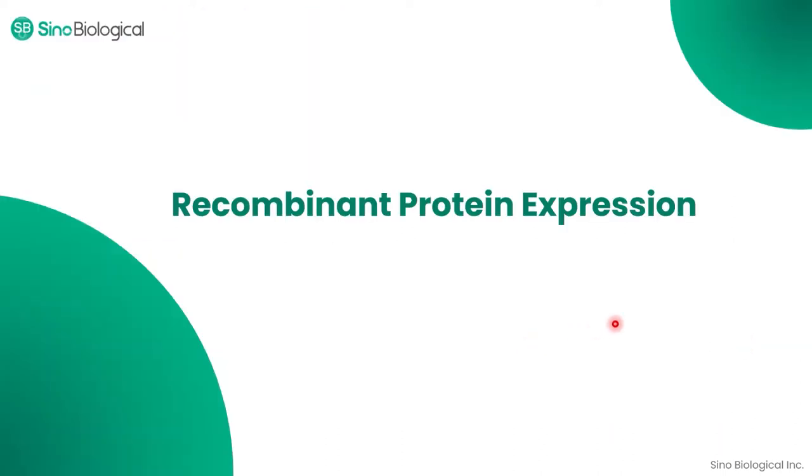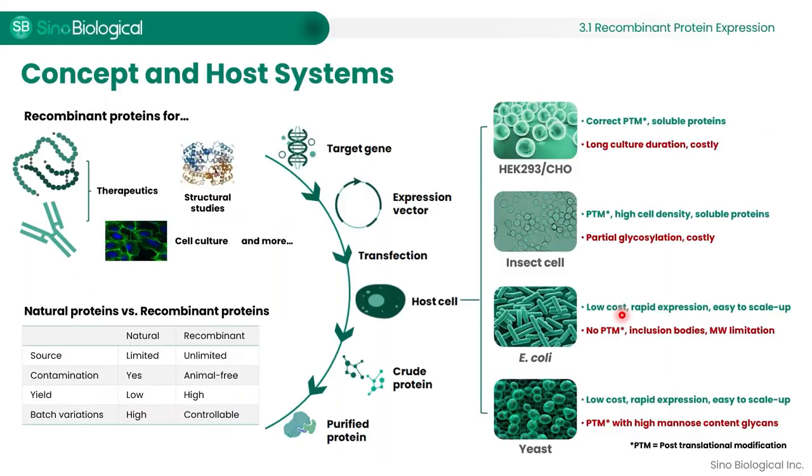Now, let us move on to the first part of the CRO services, which is the recombinant expression. Compared to natural source proteins, recombinant proteins have significant advantages, including unlimited resources, animal-free, high yield, and many other features.